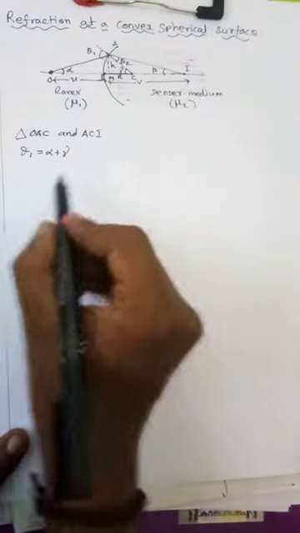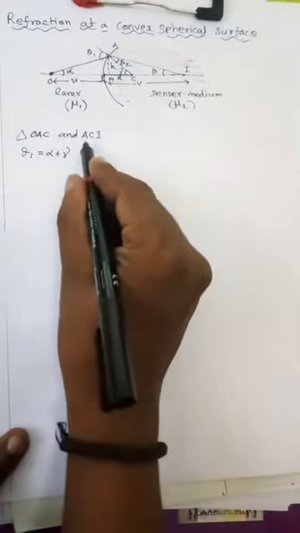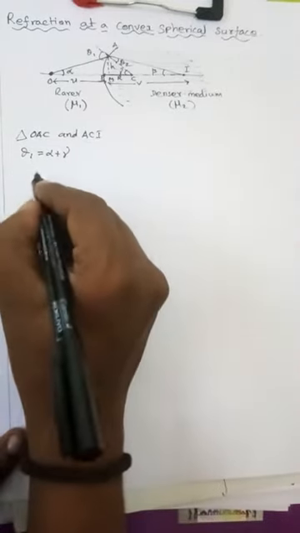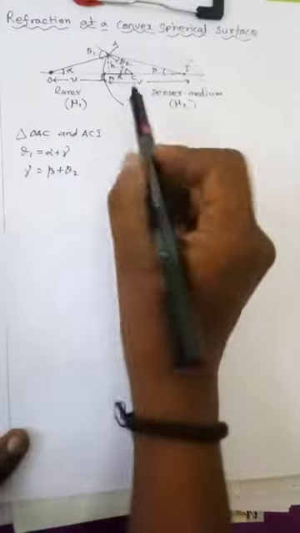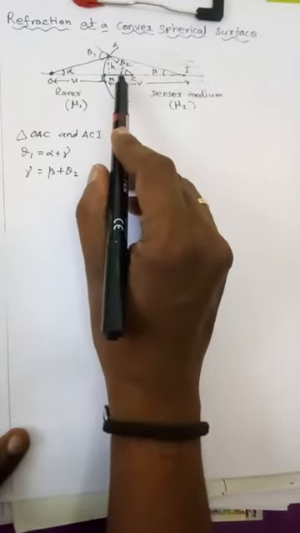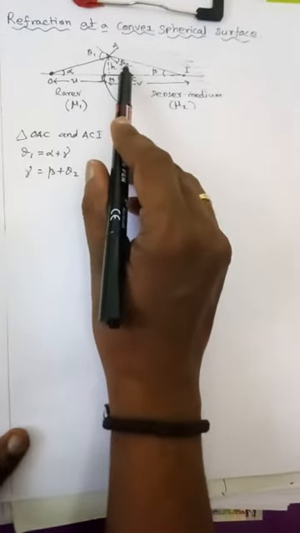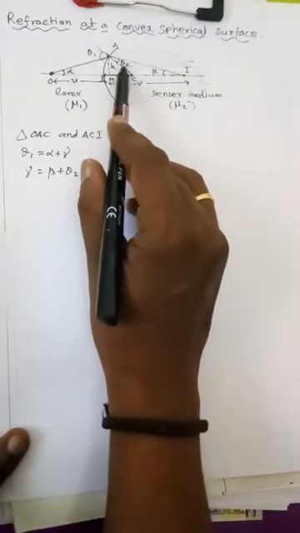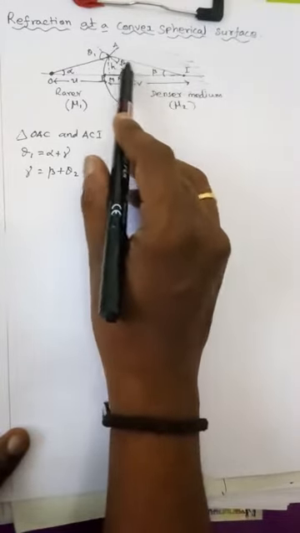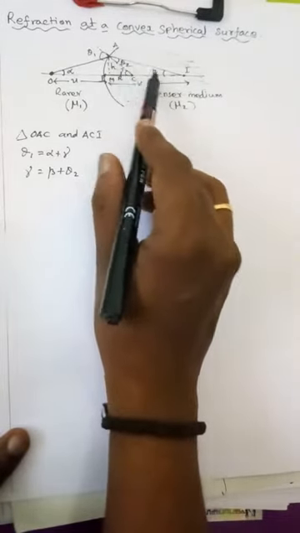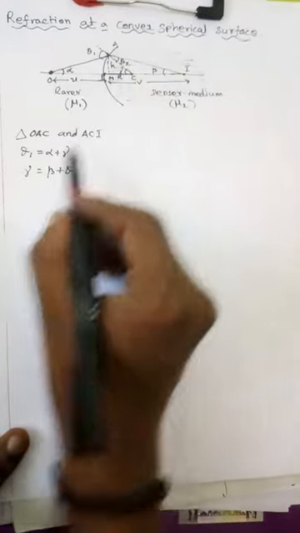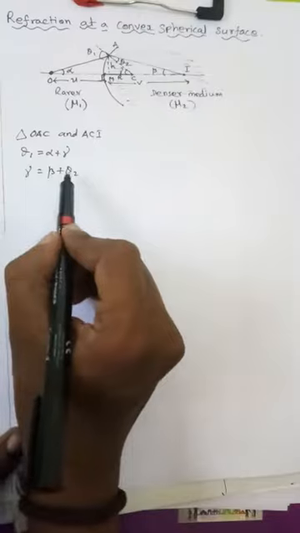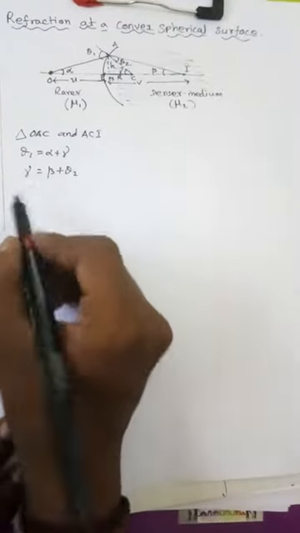So theta 1. Next, triangle ACI: gamma is equal to beta plus theta 2. So gamma is equal to theta 2 plus beta. If you consider this triangle, the sum of these two angles is equal to the outside angle gamma. So gamma is equal to beta plus theta 2, from the theorem.